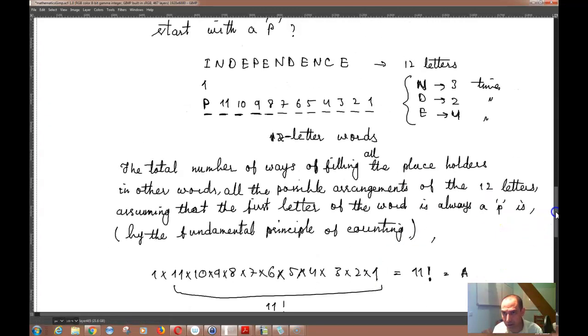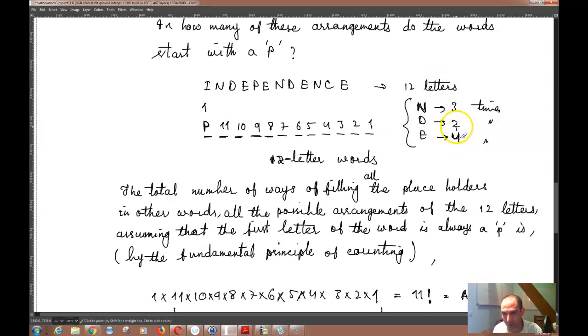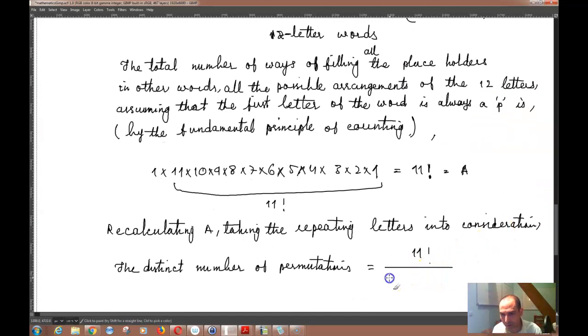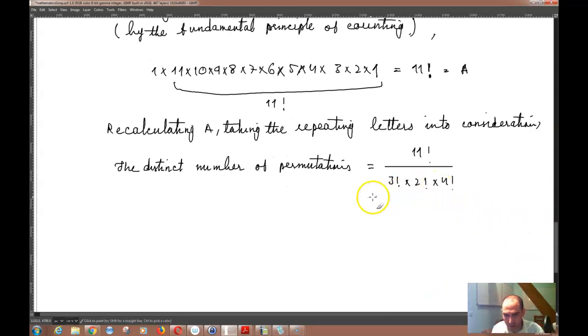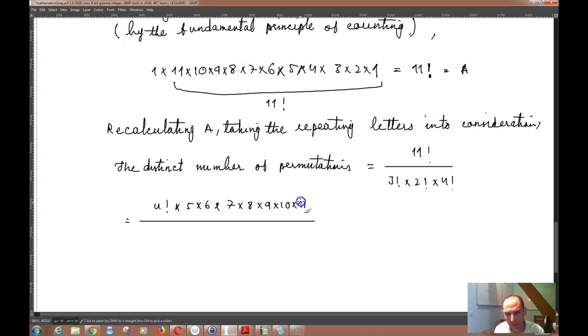And then you have to take these out because they are repeating. So we have 3 factorial, 2 factorial, and 4 factorial. And so you get 4 factorial times 5 times 6 times 7 times 8 times 9 times 10 times 11, divided by 4 factorial times 6 and 2, so these two multiplied together would be a 12. And so these two you can cancel out.